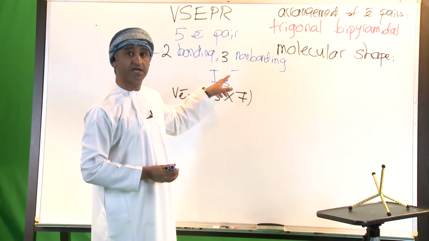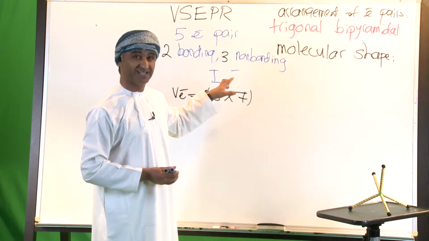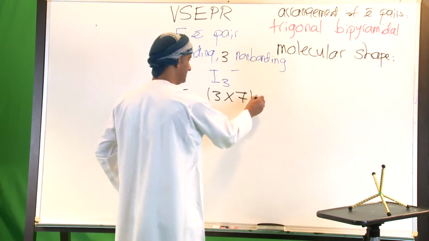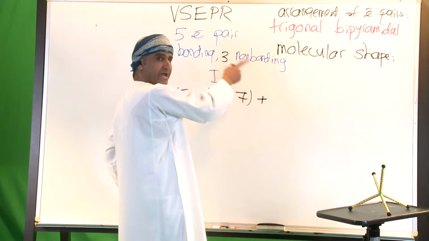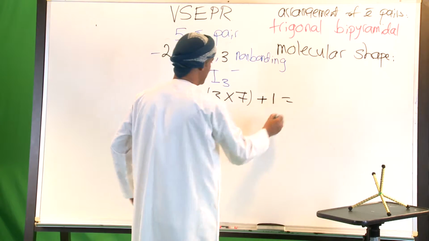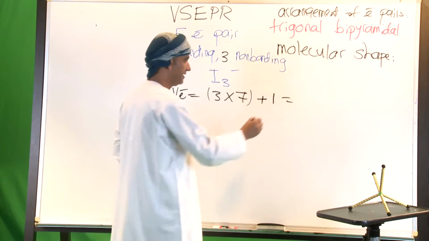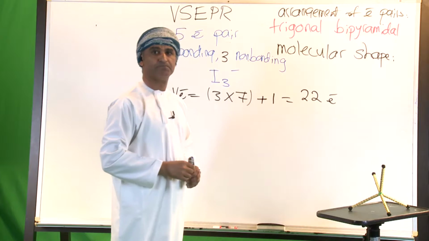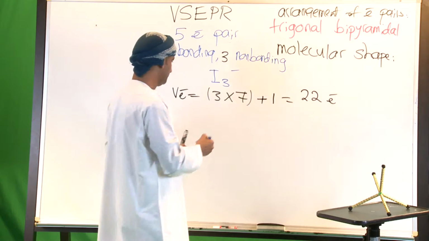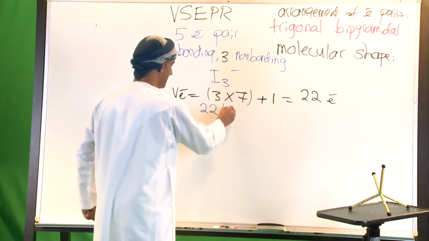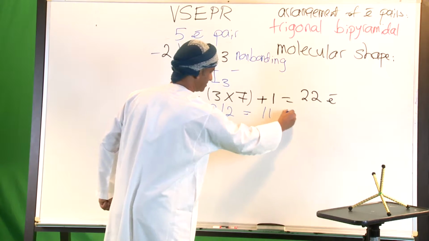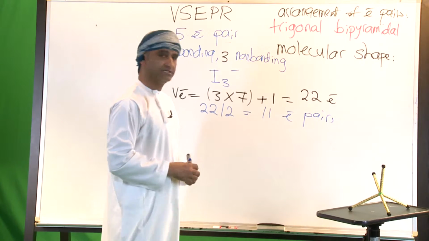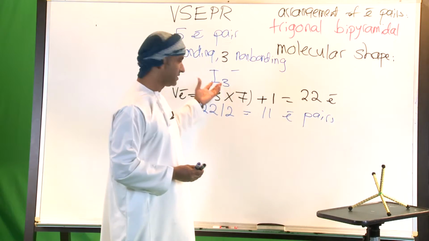If you look at the triiodide ion, it is charged. It's an ion actually. So what we need to do, since the charge is negative, is to add the same magnitude. So plus 1. So 3 times 7 plus 1, that is 22 valence electrons total in this triiodide ion. If you divide 22 by 2, we get 11 electron pairs. So there are 11 electron pairs in this triiodide ion.